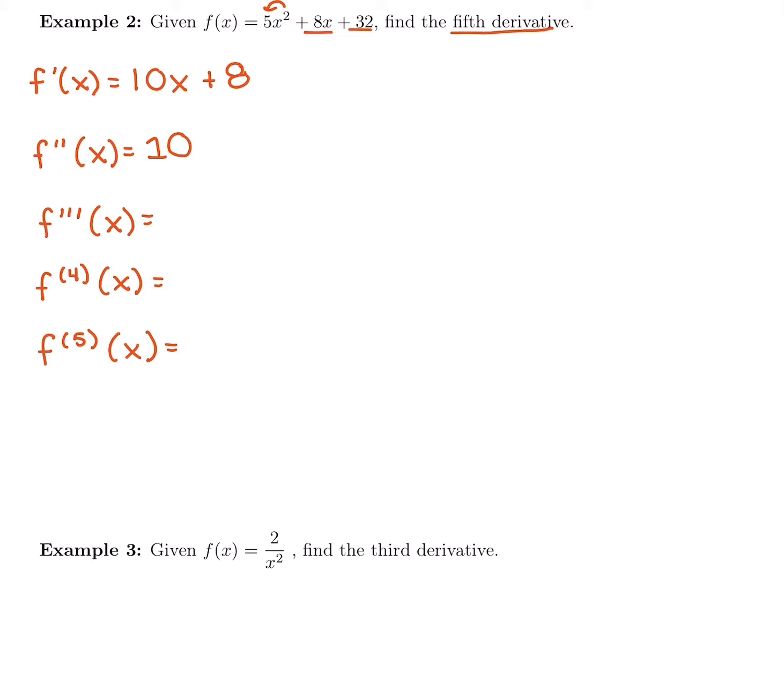So the derivative of 10 is 0. And ooh, this is getting nice and easy. Derivative of 0 is 0. And then lastly, for my fifth derivative, the derivative of the fourth derivative, 0, is just 0.